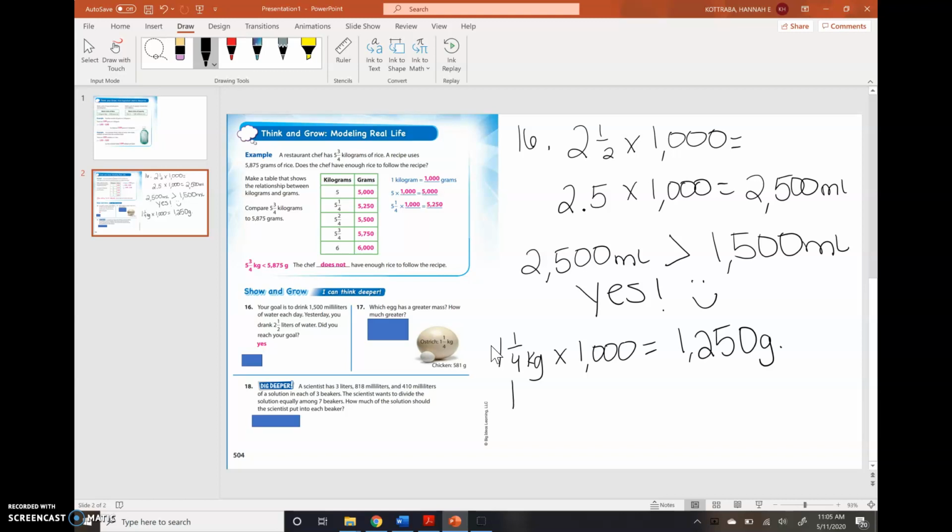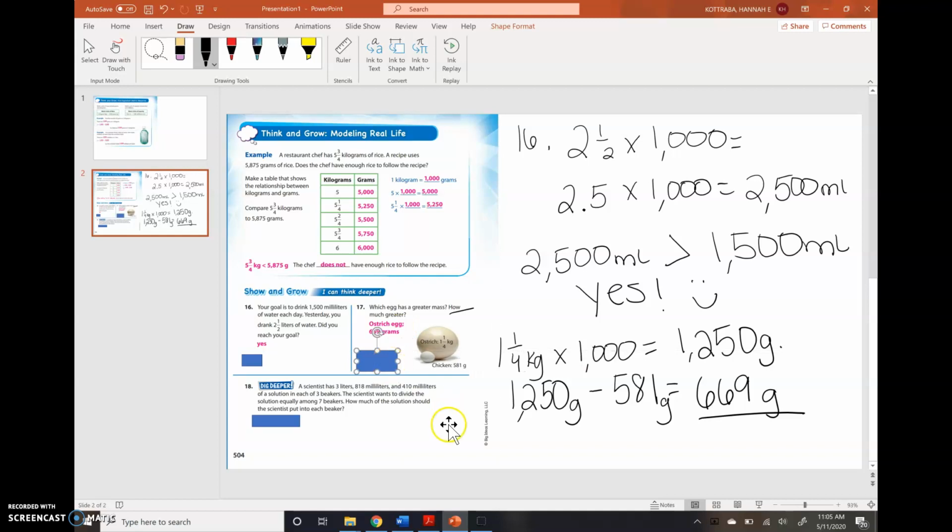So now you've converted the ostrich egg into grams instead of kilograms. Then you take the ostrich egg's mass, which we just found, and because here it says how much greater, you want to find the difference. So to find the difference, you want to subtract. So you take the chicken egg, now that we have the same units of measurement, and you subtract. So 1,250 grams minus 581 grams, and you find out the ostrich egg has a greater mass by 669 grams. Let's check our answer. Oh, correct.